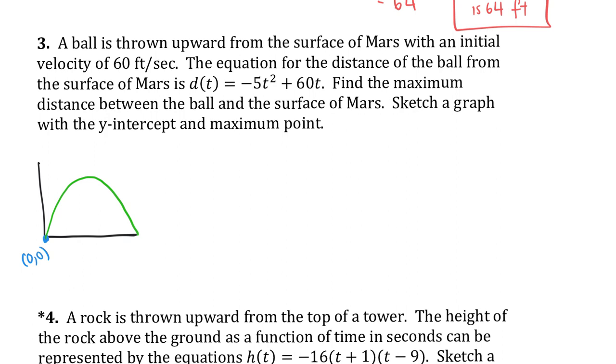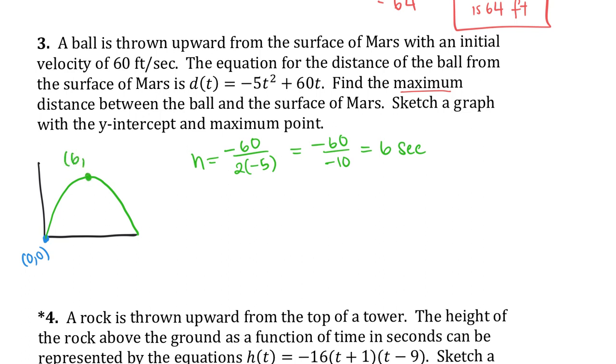Okay, find the maximum distance between the ball and the surface of Mars, which is still the vertex. Let's try this. h equals negative b over 2a. And if you're wondering what happened to the 16, it's because we're on Mars and the gravity on Mars is different. h is the x coordinate, which is really the t coordinate, so this is the time. So this is 6 seconds.